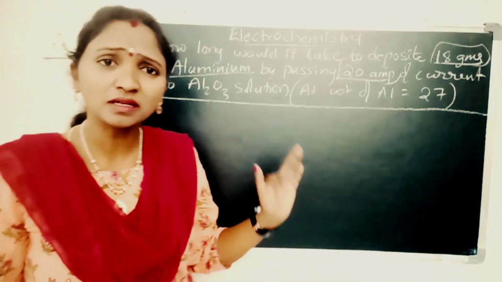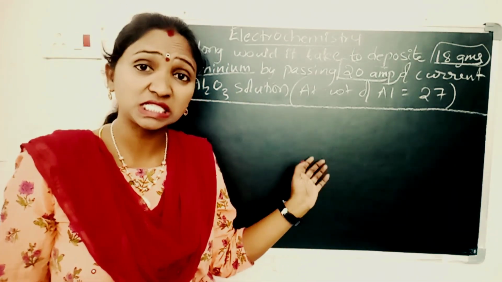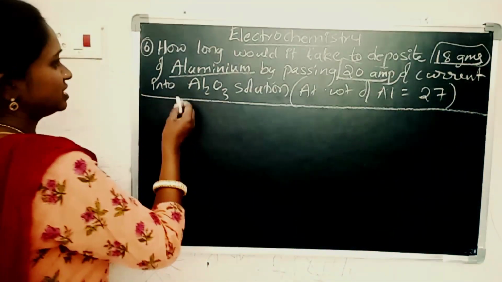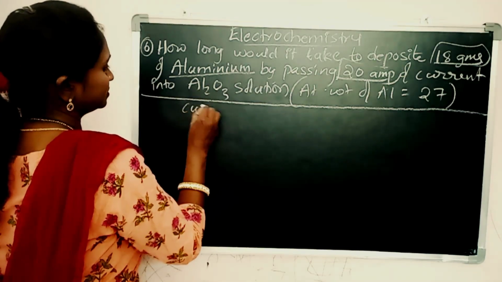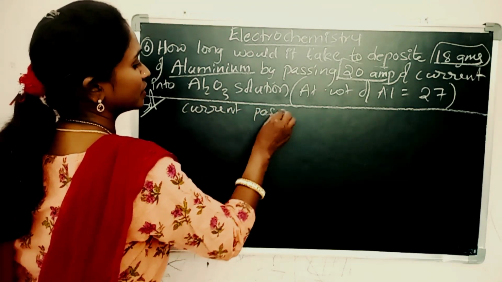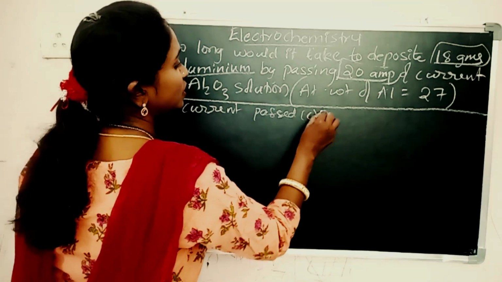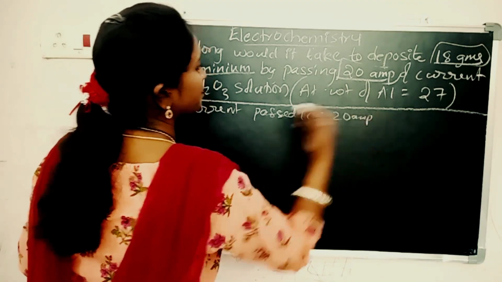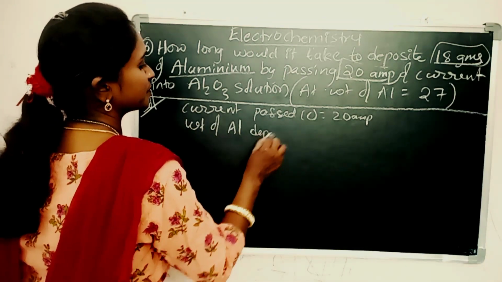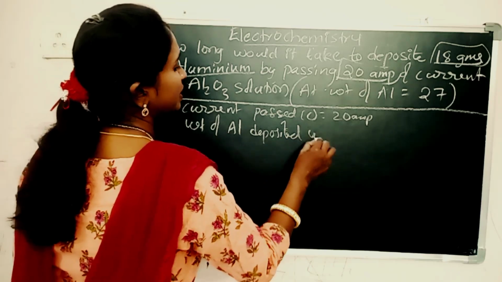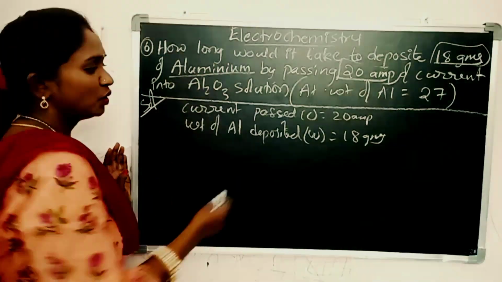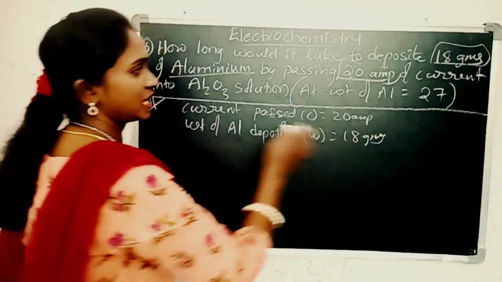Okay, so using the formula W = ACT/ZF that we used earlier is enough. First, given the current passed: C = 20 amperes. Next, the weight of aluminum deposited: W = 18 grams.